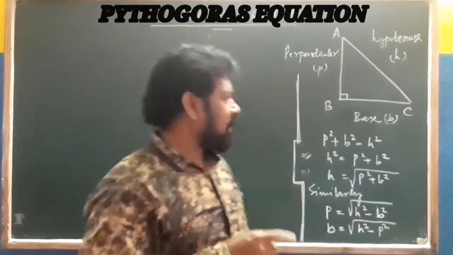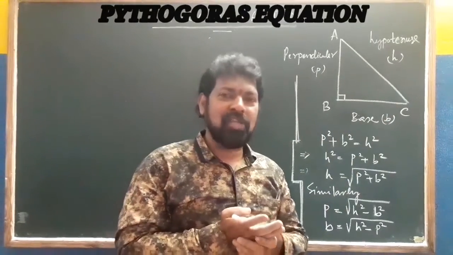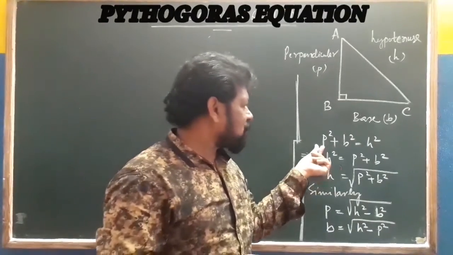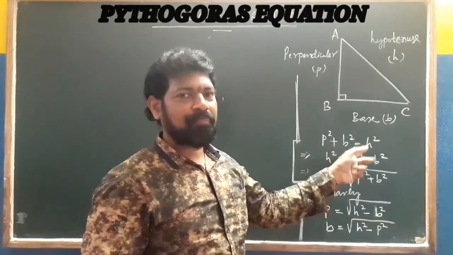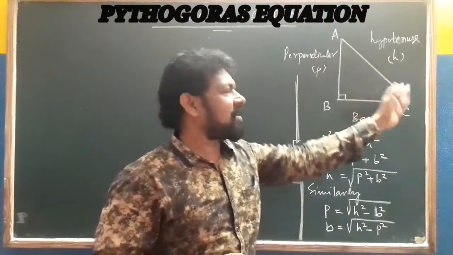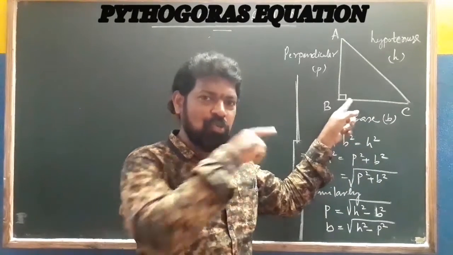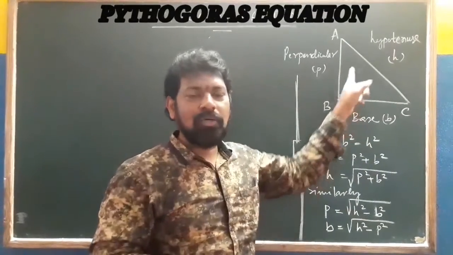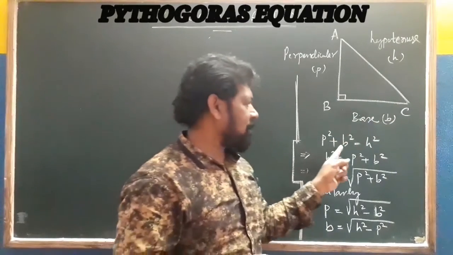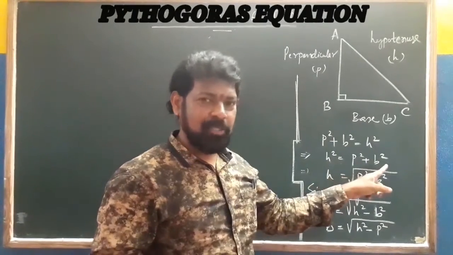And the relationship between these three sides of a right angle triangle was established by Pythagoras. He said that P square plus B square will be H square. This perpendicular square plus base square will result in hypotenuse square. The sum of squares of the two sides which make the 90 degree is equal to the square of the third side of the right angle triangle. So I wrote P square plus B square is equal to H square. Ultimately H square is equal to P square plus B square.